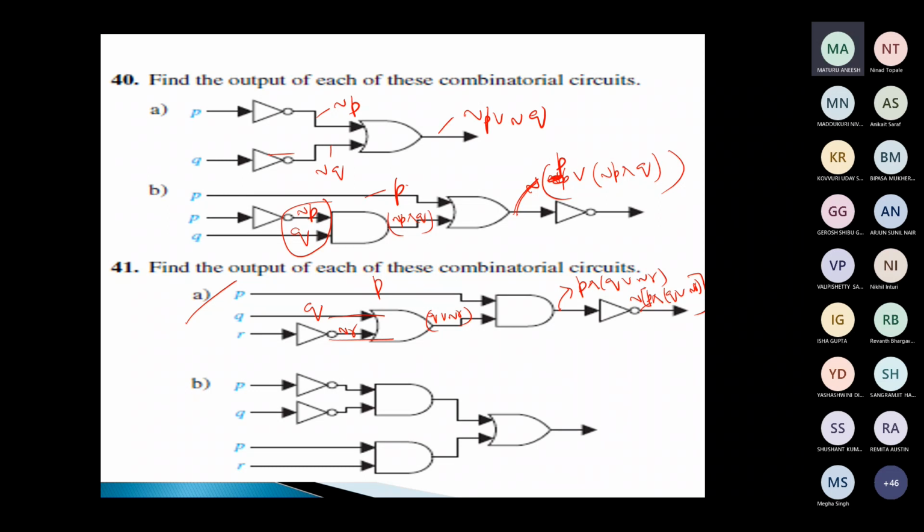Okay? Hello? Yes, ma'am. Okay. Sorry, you tell B part, then we'll go to that. Ma'am, not P and not Q, union P and R. Not P and not Q, union P and R. Okay, simple.